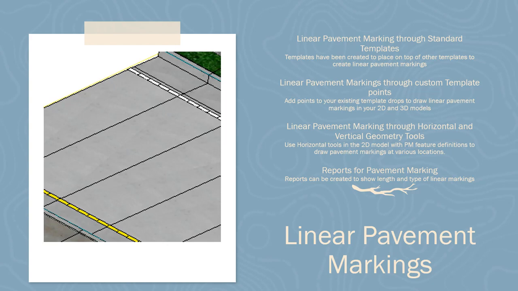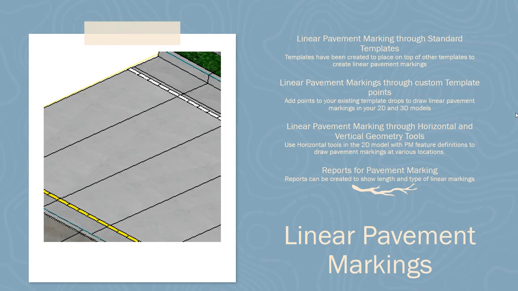We can draw either yellow or white or whatever type pavement markings on top of our corridors and in our 2D models. Several different ways to do it. One is to do linear pavement marking through standard templates. So we have templates that have been created to place on top of other templates to create linear pavement markings. We'll show you how to do that here shortly.